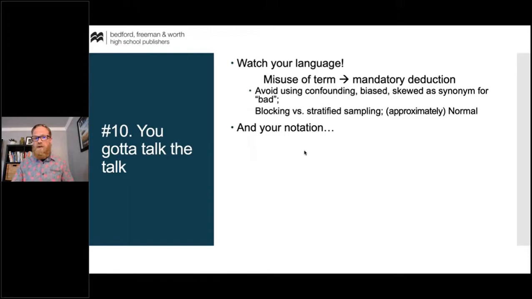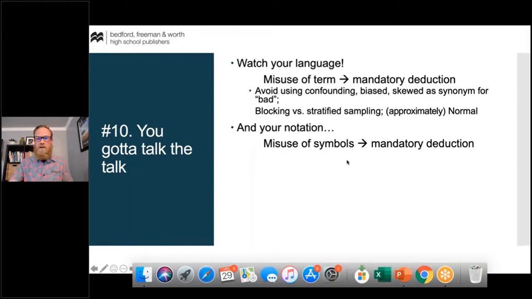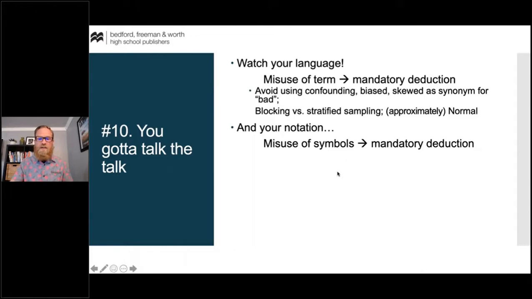Now, not only is your language important, but also the symbols that you use when you write up your solutions. So your notation has to be correct. Misuse of symbols will often result in a mandatory deduction. This happens most often when students are showing some of their work. Maybe they're calculating a confidence interval and they show the formula. You got to make sure that you're using the correct symbols in your work.